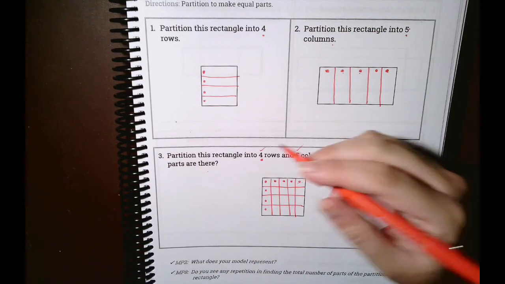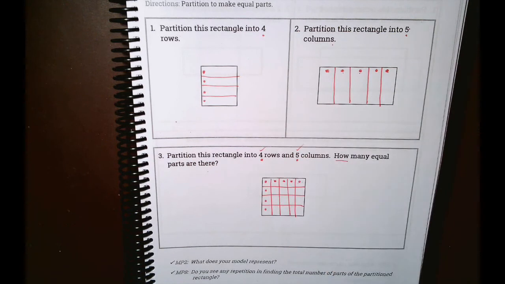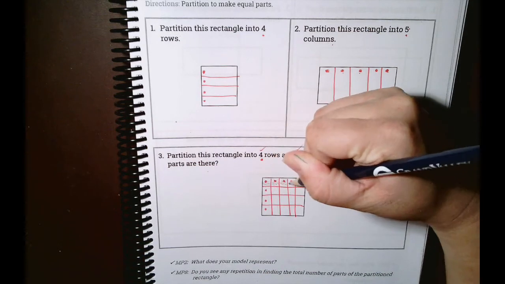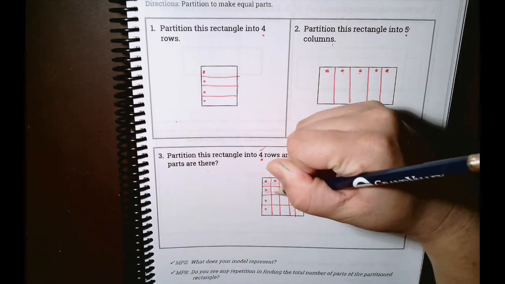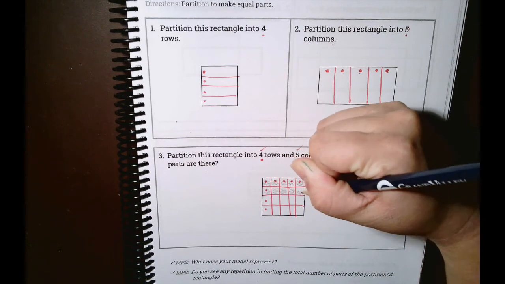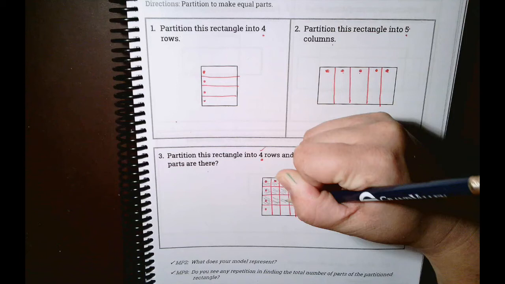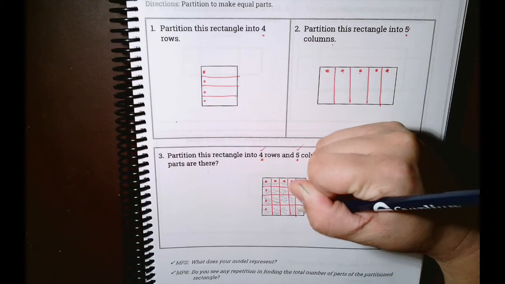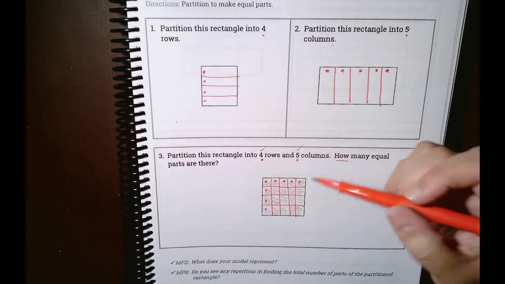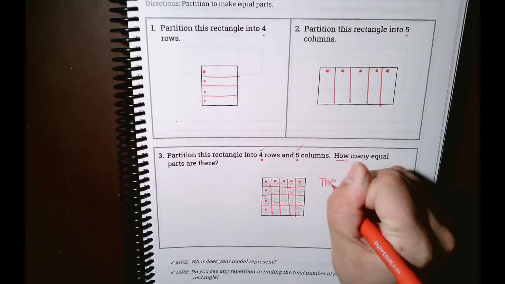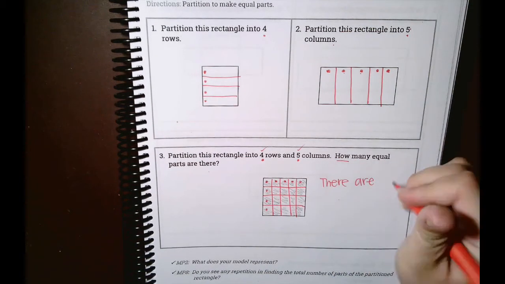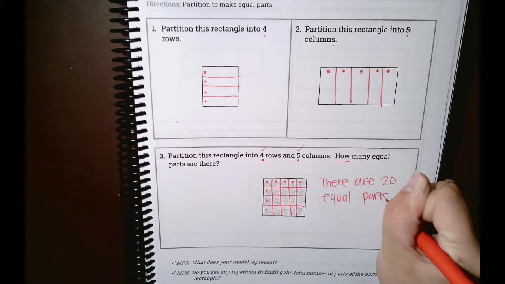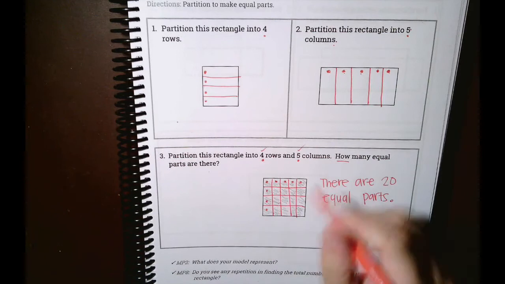All I have to do is count, and maybe I will take a pencil and shade it so we can see. 1, 2, 3, 4, 5, 6, 7, 8, 9, 10, 11, 12, 13, 14, 15, 16, 17, 18, 19, 20. Okay, so how many equal parts are up there? There are 20 equal parts. Okay, so I counted one by one.